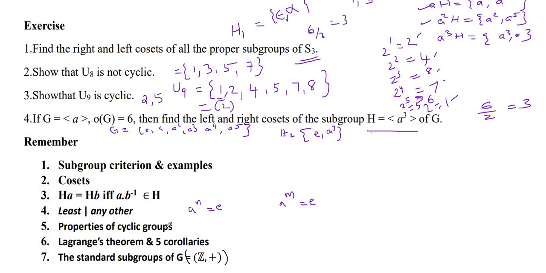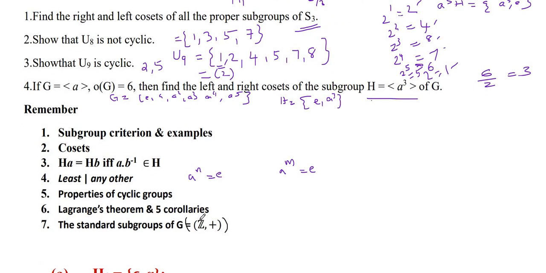Properties of cyclic groups. All the 7 properties are to be remembered. Then Lagrange's theorem and its 5 corollaries. Only, of course, 5 corollaries that we have. And what are the standard subgroups of a group? And in particular, what is the subgroup of Z under plus, that is Hn? So these are the points that must be remembered from this section 2.4. Thank you.